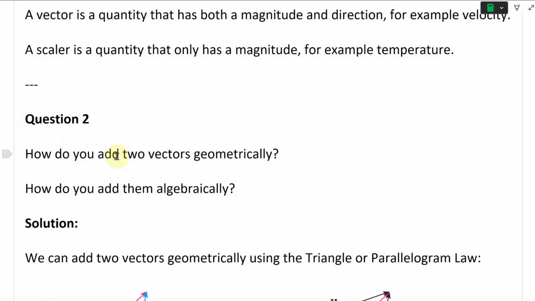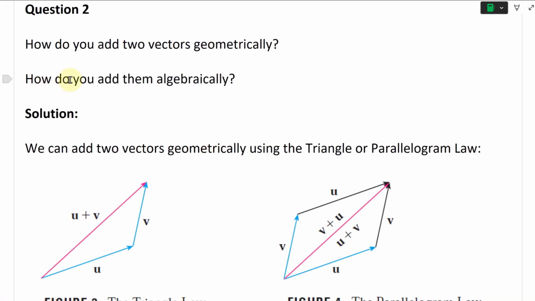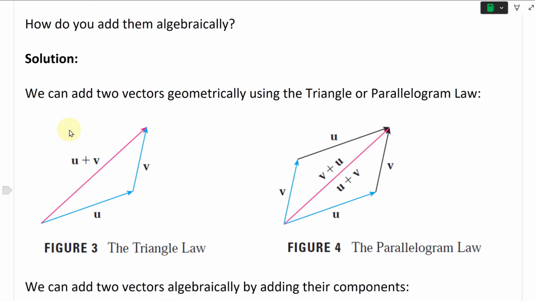So how do you add two vectors geometrically? And then also we're asked, how do you add them algebraically? So geometrically, here's the solution. We can add two vectors geometrically using the triangle or parallelogram law.